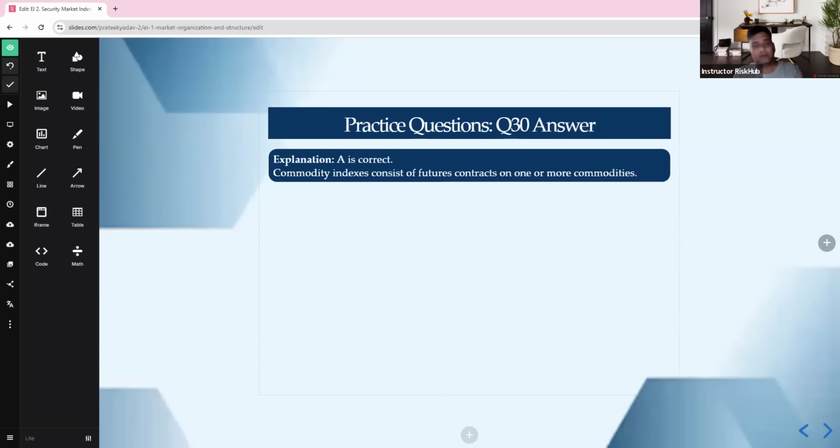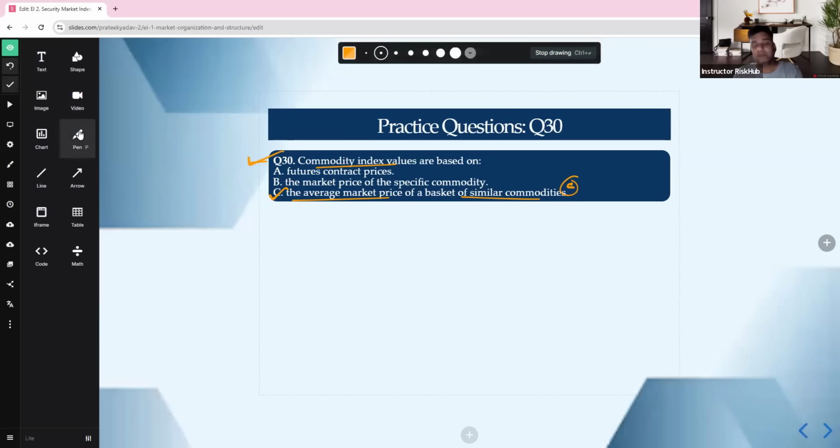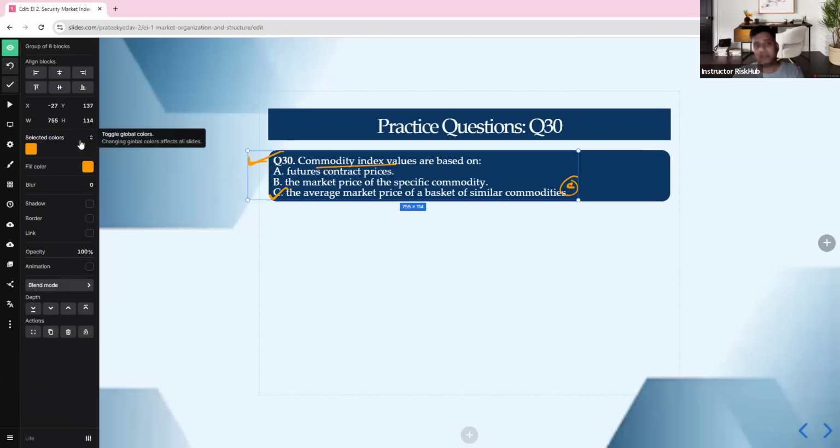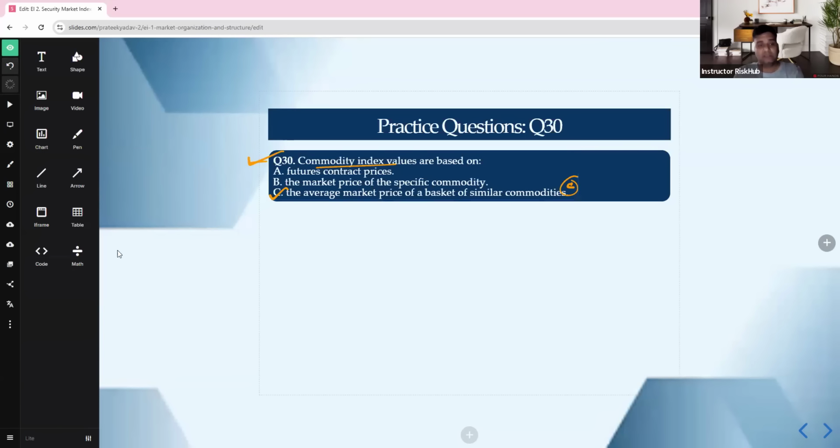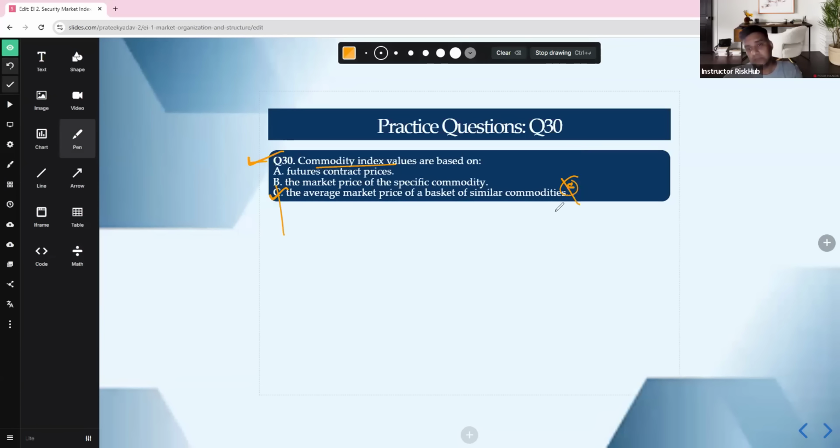Sorry, not this one, right? I got it mistaken right here. So remember this part. Again, the confusion came from average market price, right? Please understand, when we take commodity index values, those are not based on your average market price, right? They are based on your futures, right? And there is a reason for that, right? So please understand very clearly. I missed out here, so stupid mistake. These are based on your futures contract price.